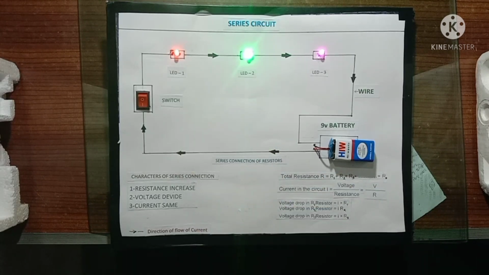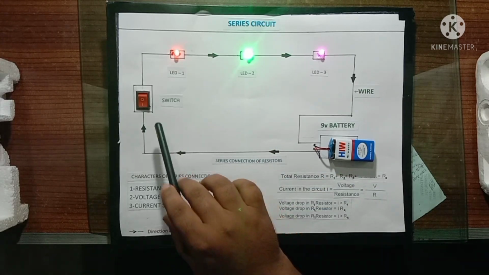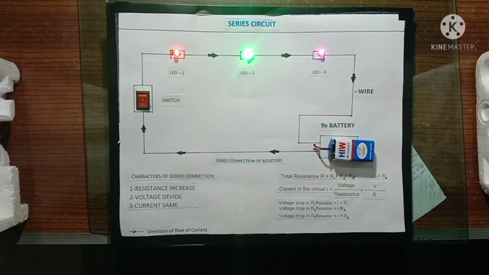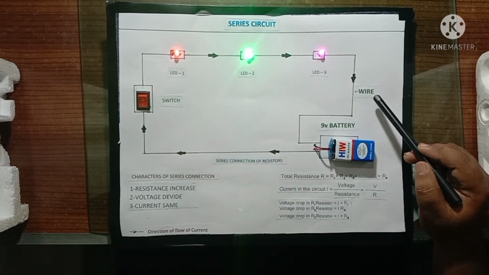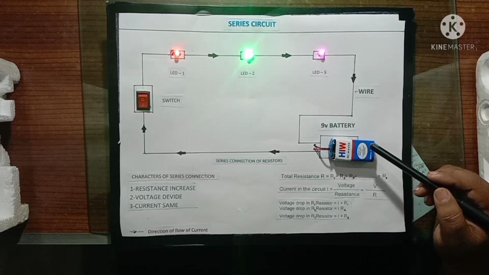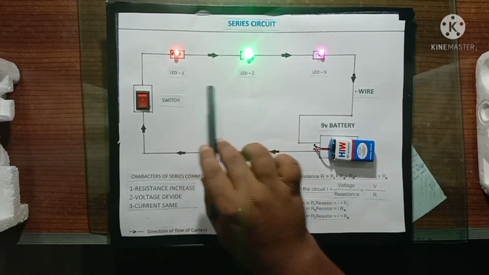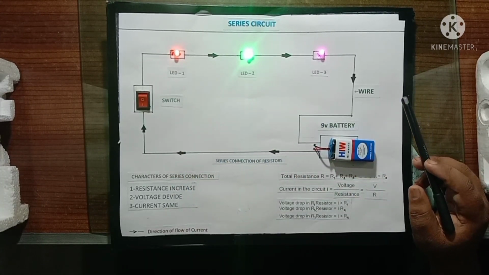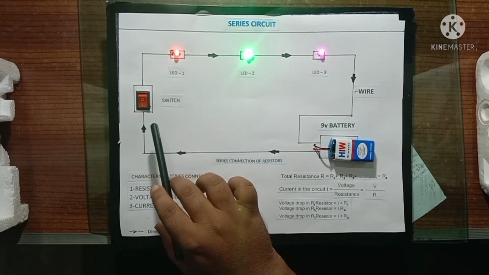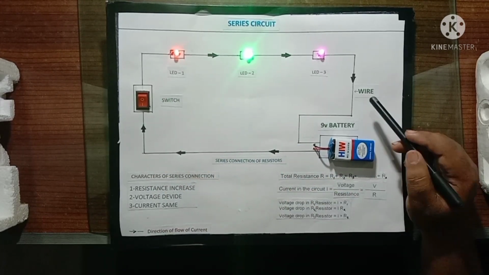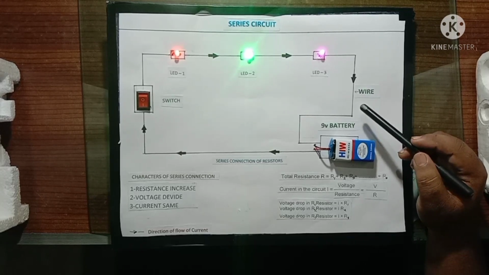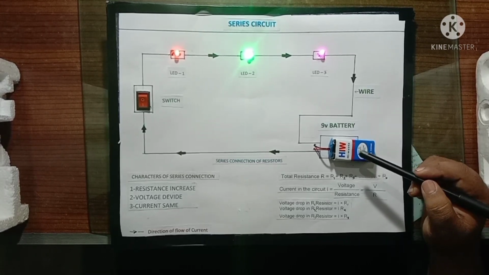For this series circuit, I have taken a switch, 3 LED bulbs, connecting wire, and a 9-volt battery. I have taken 3 LED bulbs as resistors, a switch for controlling the circuit, wire for connecting the accessories, and a battery for supply.